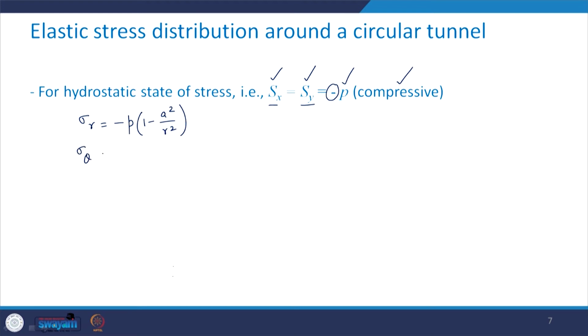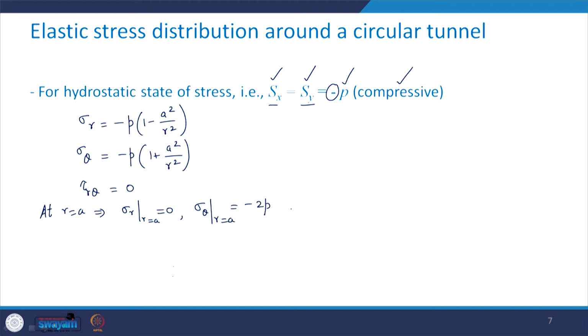Sigma theta will be minus P into 1 plus a square upon r square. Tau r theta will be equal to 0. And what will happen to the boundary condition, that is at r is equal to a, sigma r will be equal to 0, sigma theta at r equal to a will be minus 2p, and tau r theta at r equal to a will be equal to 0.